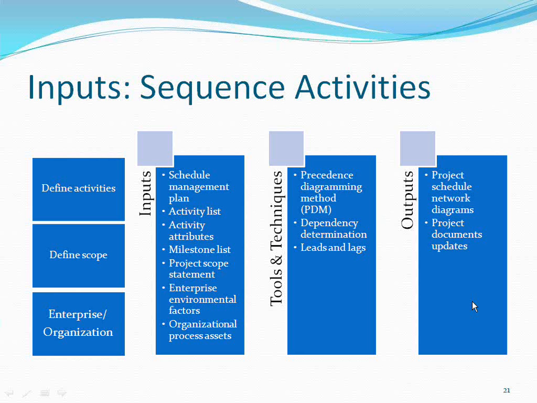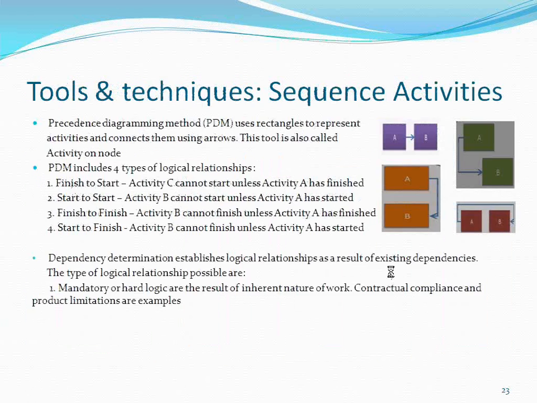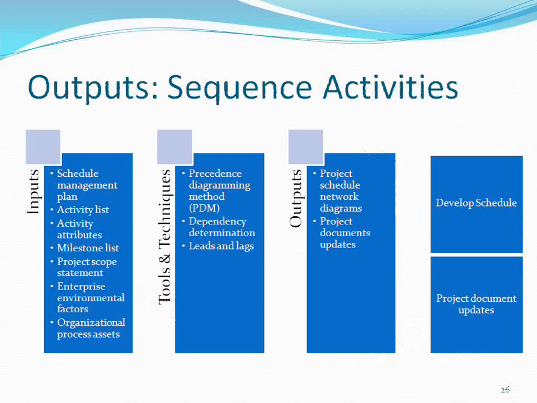So what are the outputs you get? You get the project schedule network diagram. Though the name is very fancy, it is nothing but you will sequence A, B, C, D. This is a network diagram. I will show you the network diagram.